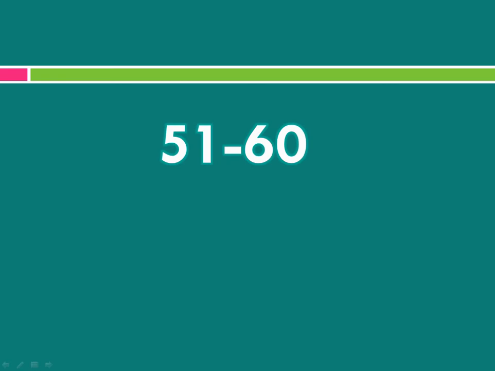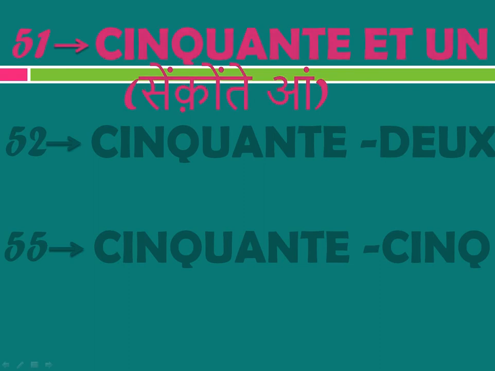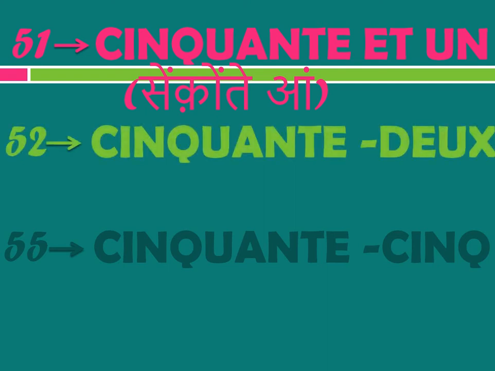Now let's see how we are going to form the numbers from 51 to 60. 51 is 50 and 1. 50 et 1, cinquante et un. 52, 2 added with 50, that is cinquante-deux.